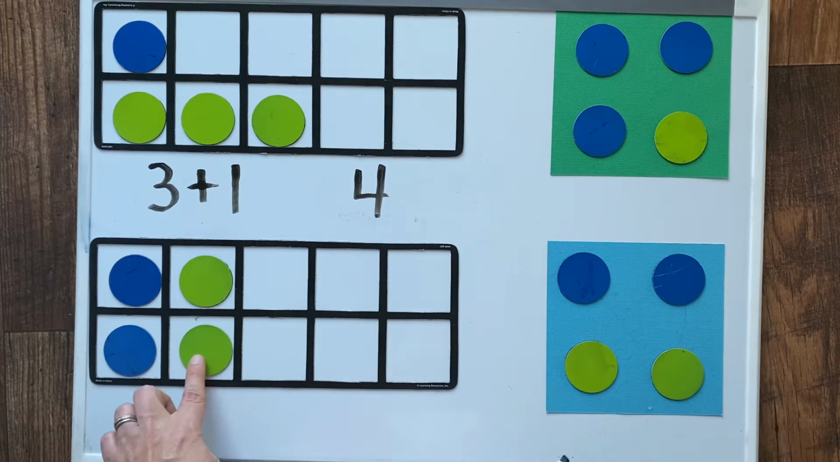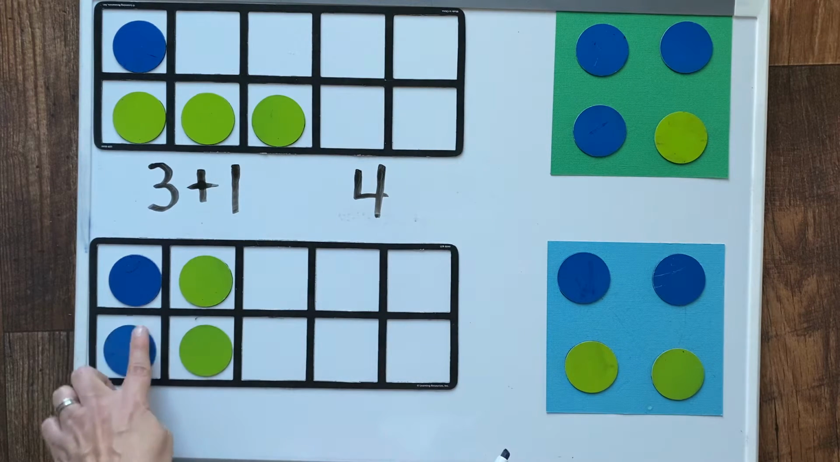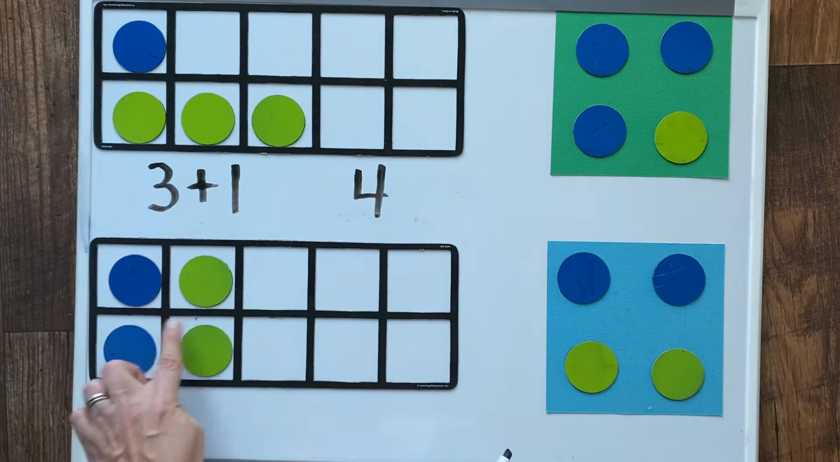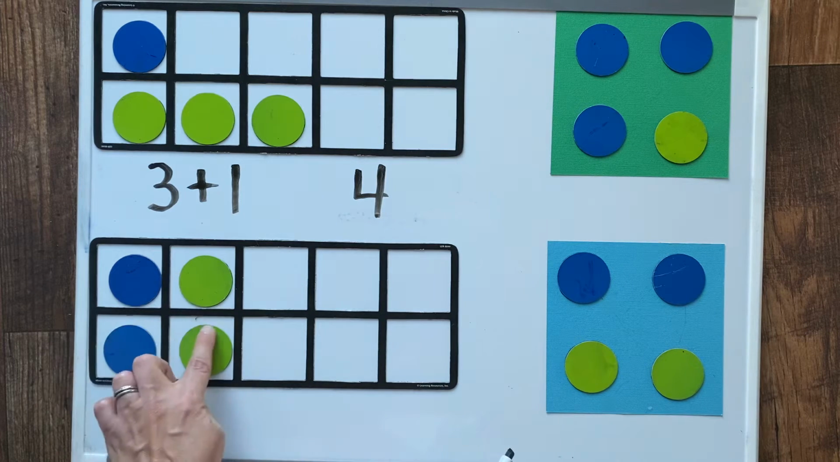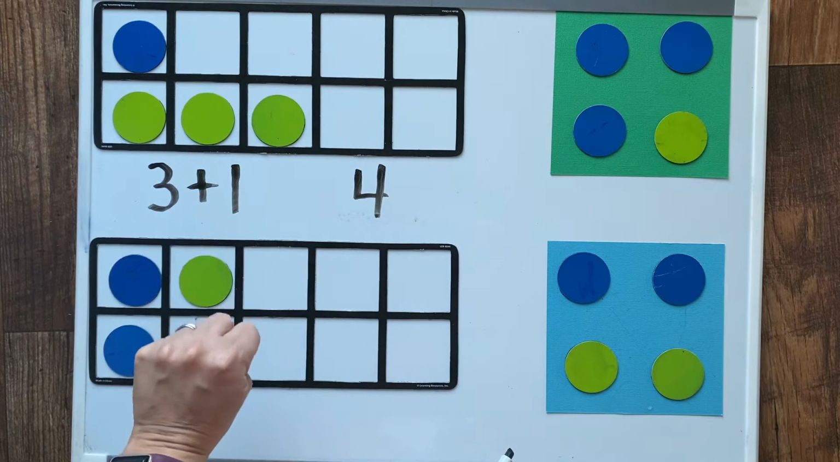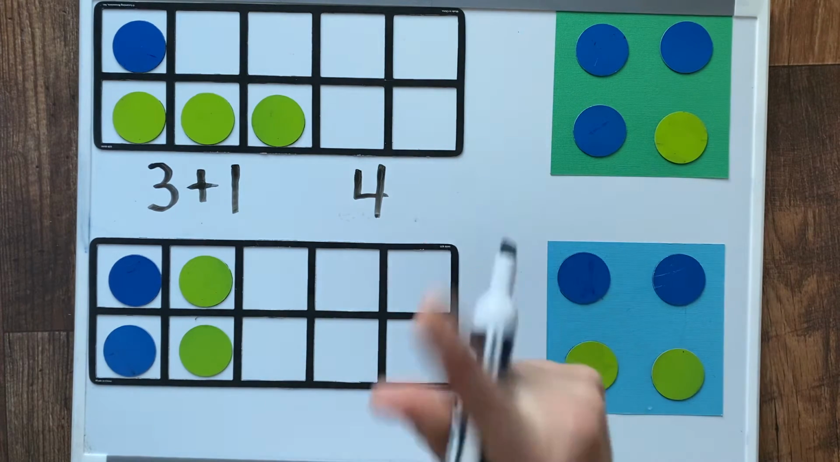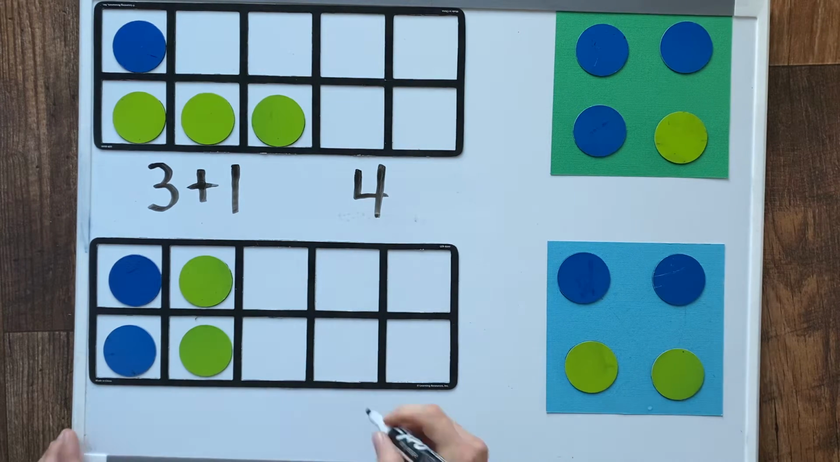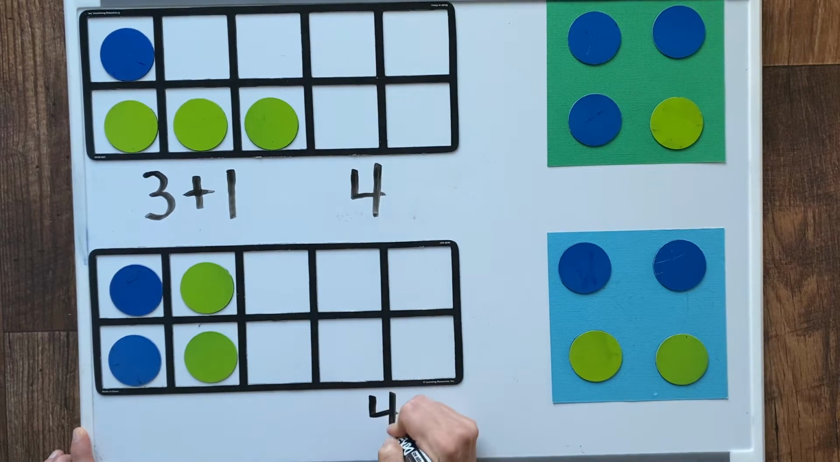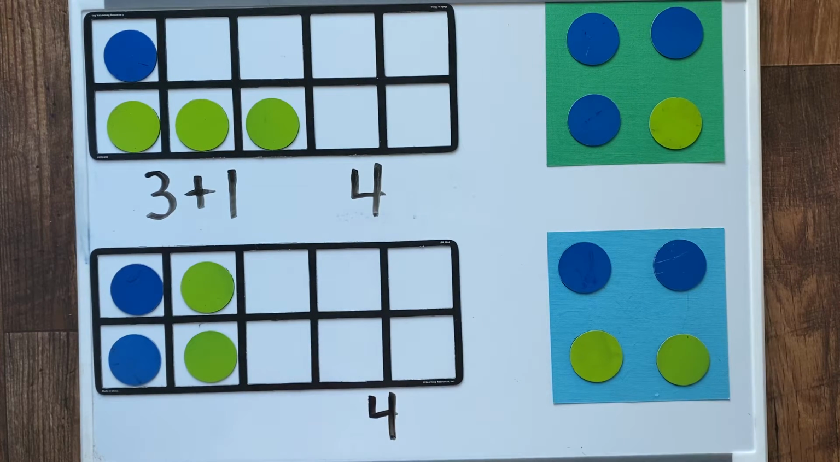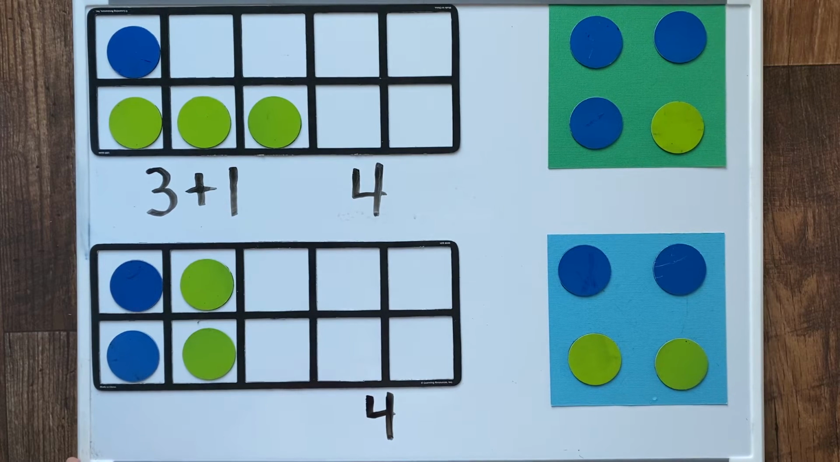Let's look at the next 10 frame down here. I see the square. Now, if you remember, when you subitize, the square on a dice means the number 4. So I know that this is 4. I don't have to count it. I'm going to subitize it. That is 4. I'm going to write that down. 4.